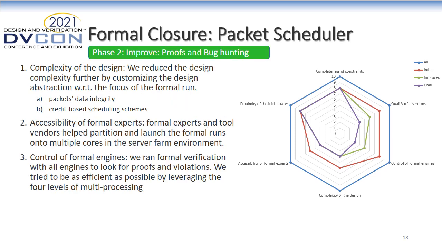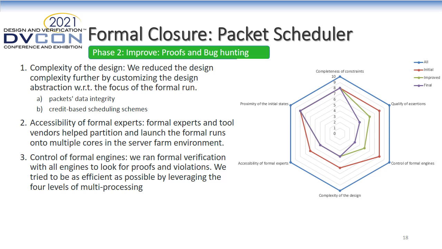So for phase 2, we want to optimize each of the success factors so that we can be successful with formal verification. Now for complexity of the design, we want to reduce the design complexity further by customizing the design abstractions. For example, if we are focusing on the data integrity, we want to focus on the data part of the design and then optimize the rest. On the other hand, if we want to focus on the credit-based scheduling scheme, then we want to focus on the control part of the design and optimize the rest of the design as much as possible.